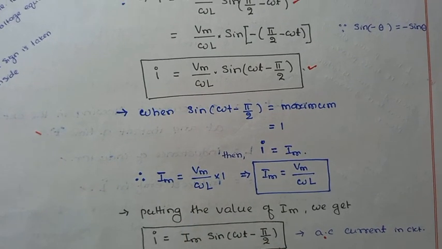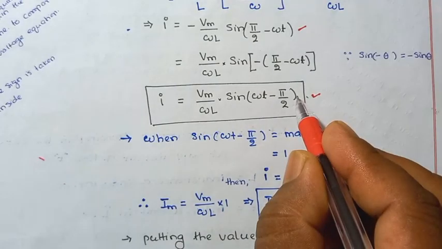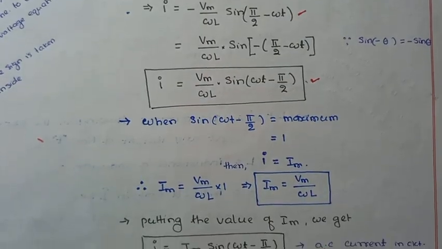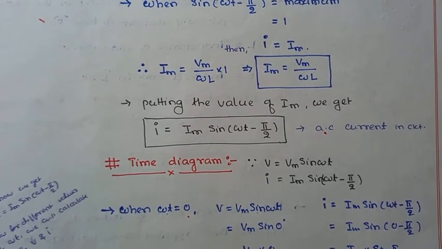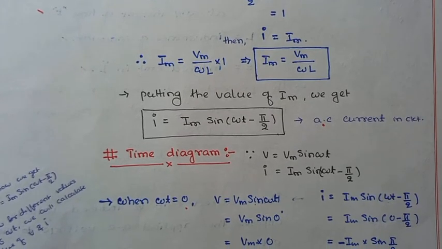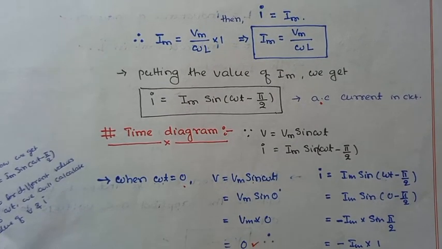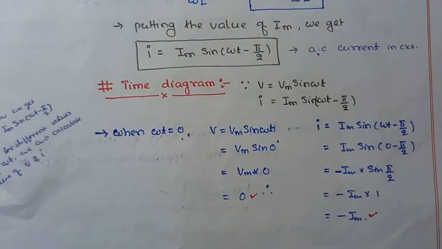Putting this value of Im in this equation, we'll get I is equal to Im sin omega t minus pi by 2. So, I is equal to Im sin omega t minus pi by 2 is the AC current in the circuit. Okay, so now we see the time diagram. We all know V is equal to Vm sin omega t is the AC voltage source. Just now we got that the AC current is I is equal to Im sin omega t minus pi by 2.